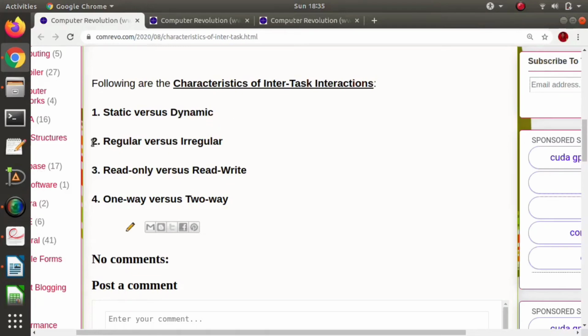Now we will see another characteristic of interaction, that is regular versus irregular. It is just similar to static versus dynamic. When interactions follow some particular pattern, it is called regular interaction. While if interactions are not following some particular pattern, it is called irregular interaction. Particular pattern in the sense at what time data is shared and how much data is shared.